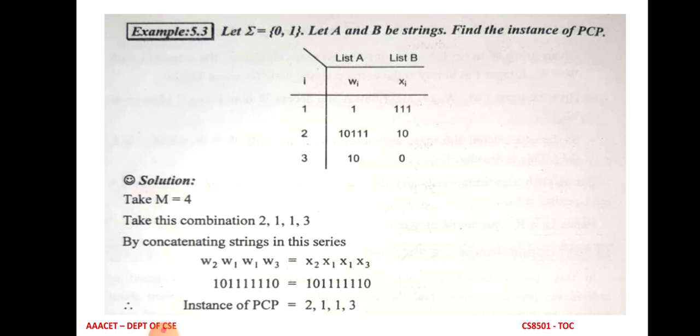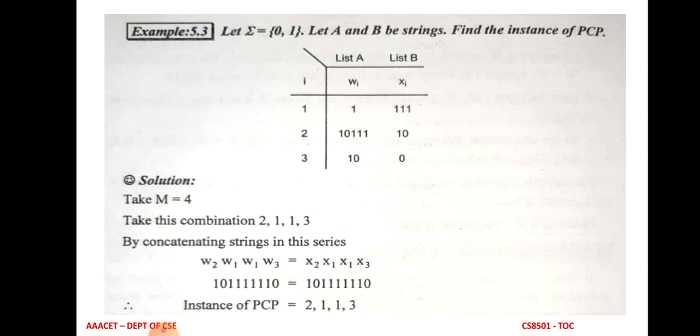After the second step you can apply the value for W2 in the given table. So the W2 value is 10111, W1 value is 1, W1 value is 1, and W3 value is 10. So the result of W2, W1, W1, W3 is 10111110. Now we proceed with the right hand side. The x2 value is 10, x1 value is 111, x1 value is 111, and x3 value is 0.